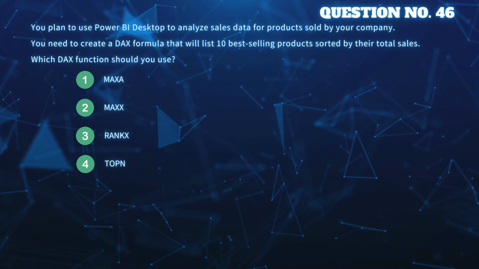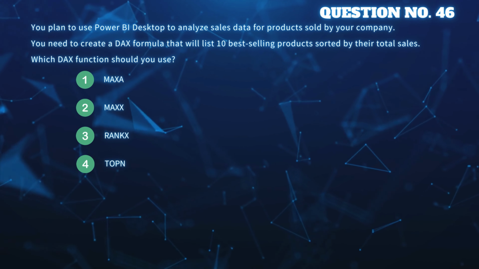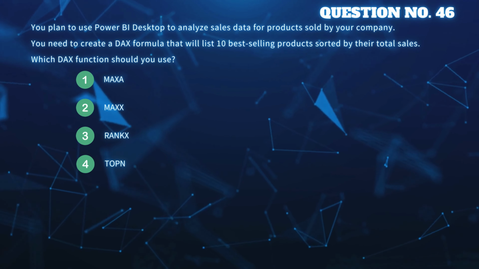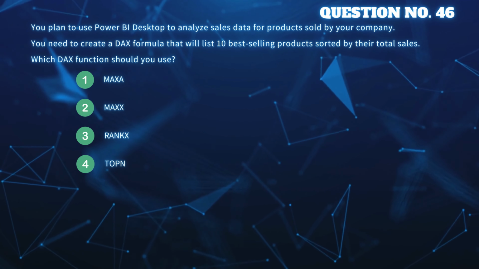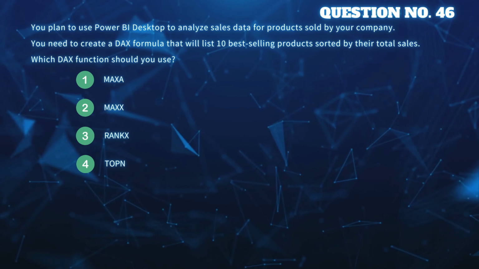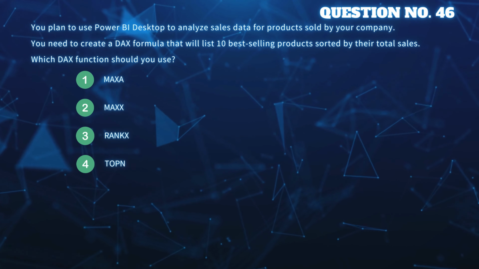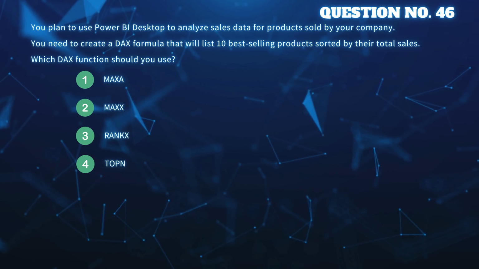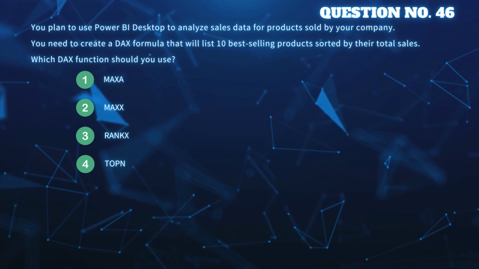You plan to use Power BI Desktop to analyze sales data for products sold by your company. You need to create a DAX formula that will list 10 best-selling products sorted by their total sales. Which DAX function should you use? Option 1, MAXA. Option 2, MAX. Option 3, RANKX. Option 4, TOPN.